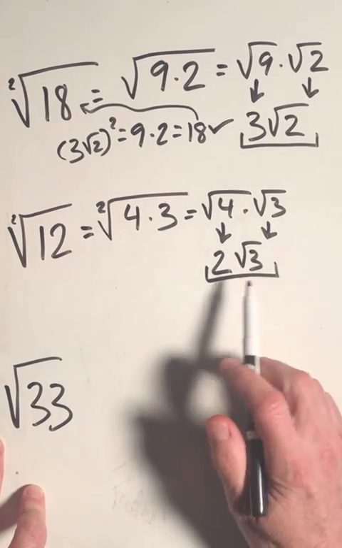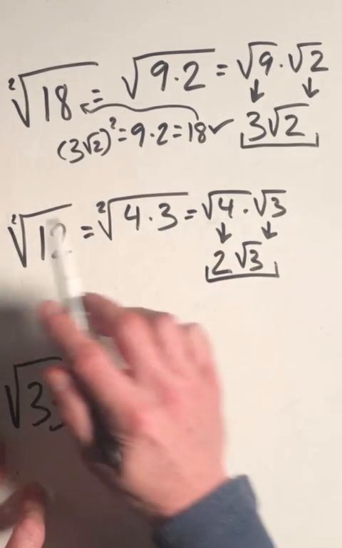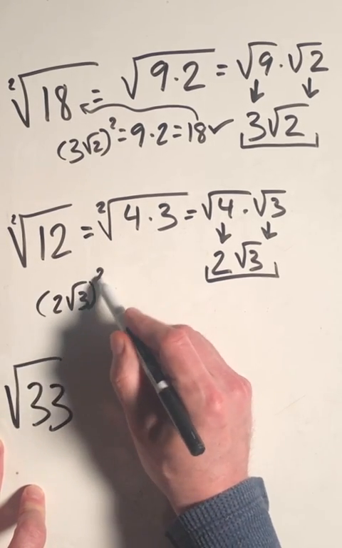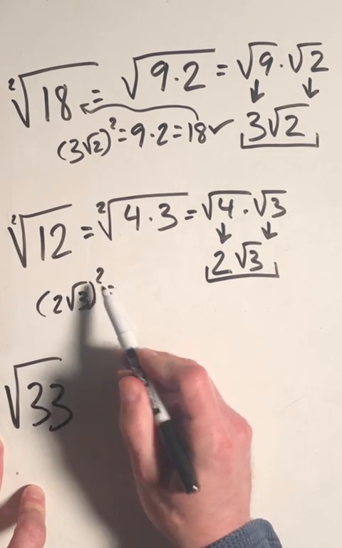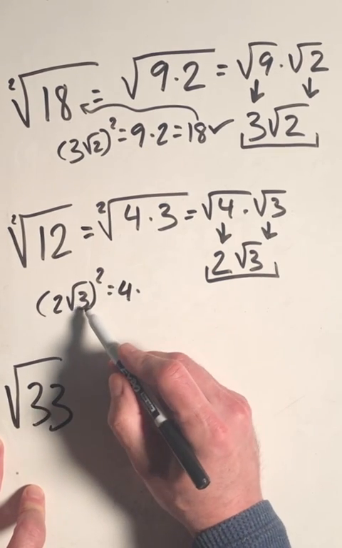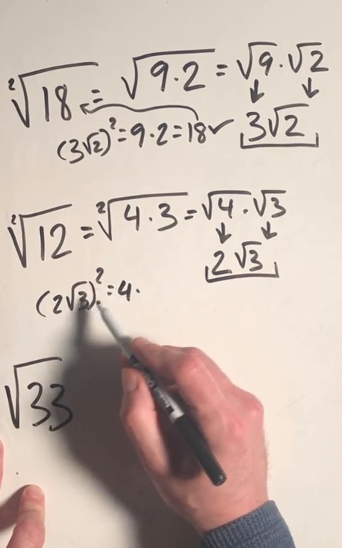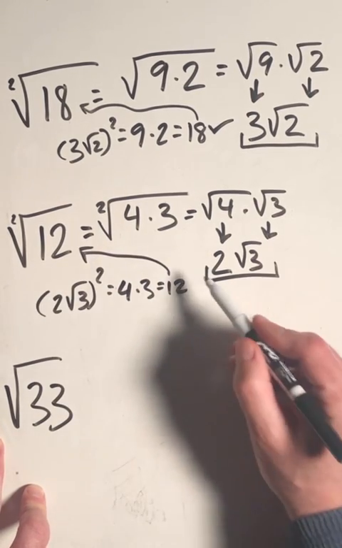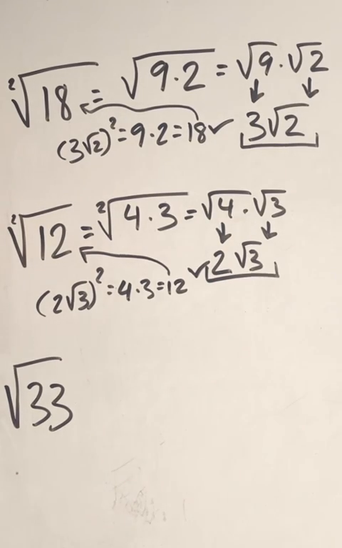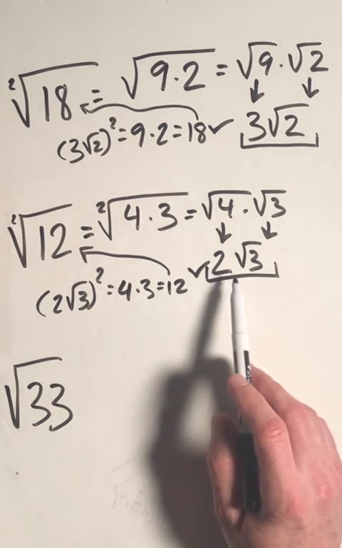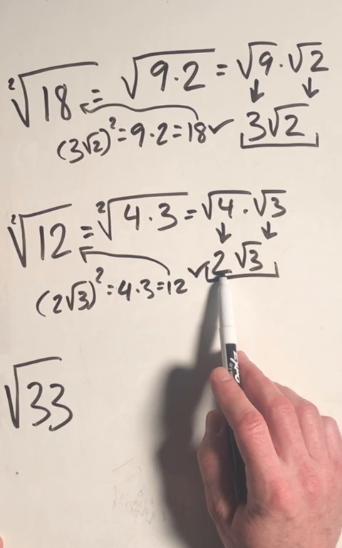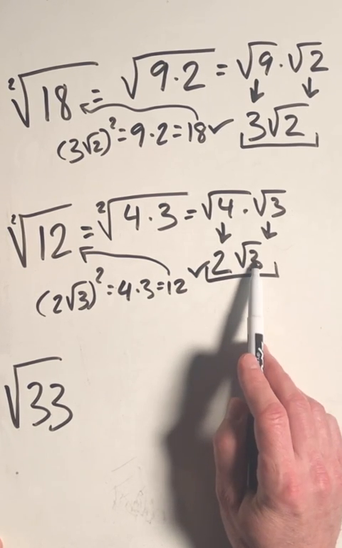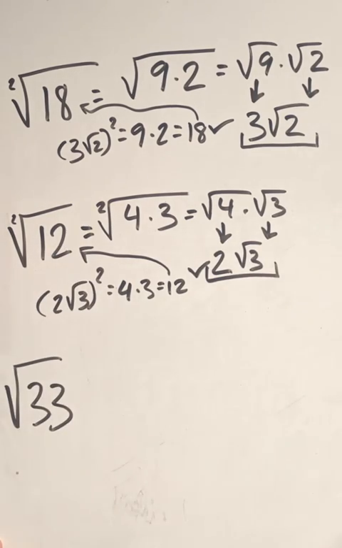To check that, I can always take my simplified form and raise it to the power of the index. So 2 radical 3, we're going to take that whole thing and square it. That's really 2 squared, which is 4. And then the square root of 3 times the square root of 3 is 3. That's 4 times 3, which is 12. That's our original radicand, so we know that we have simplified this correctly. Another way to check that would be to take this number, raise it to the power of the index, which is 2. So 2 to the second power is 4, and 4 times 3 is the original number.